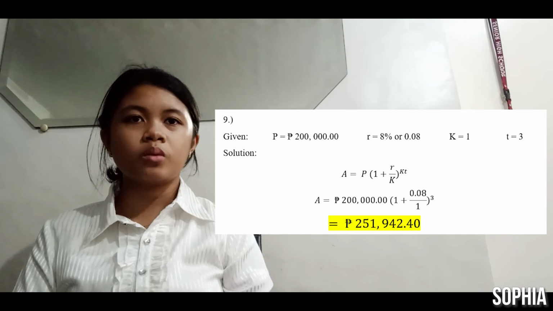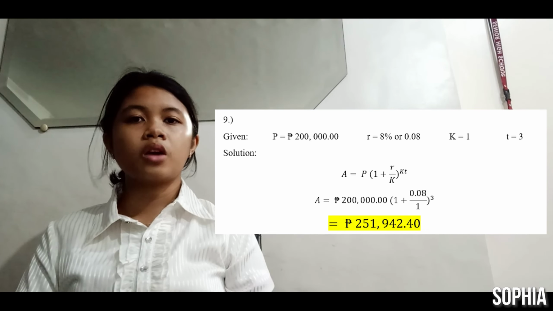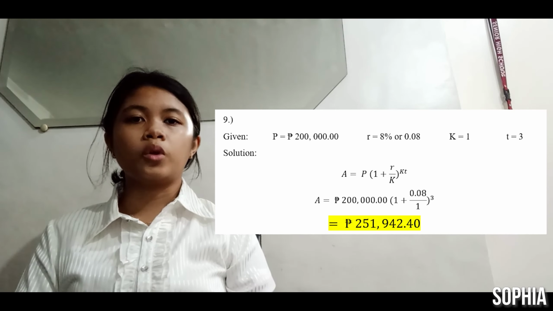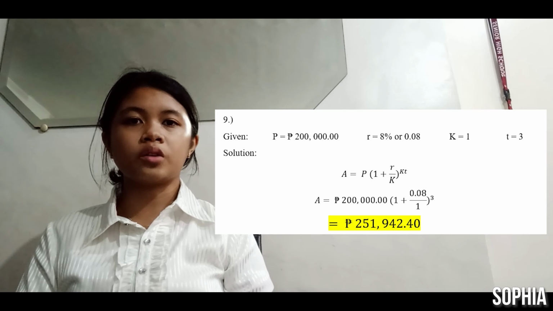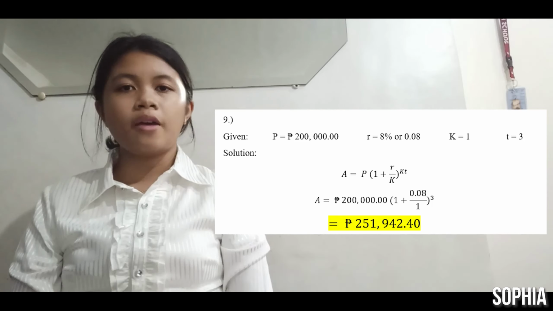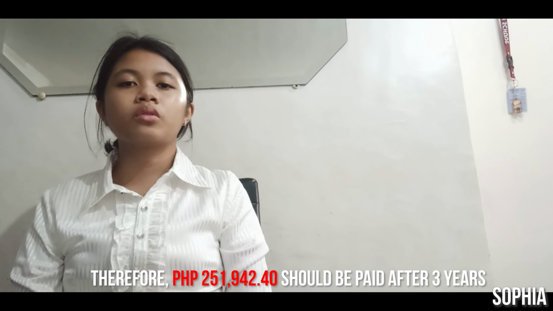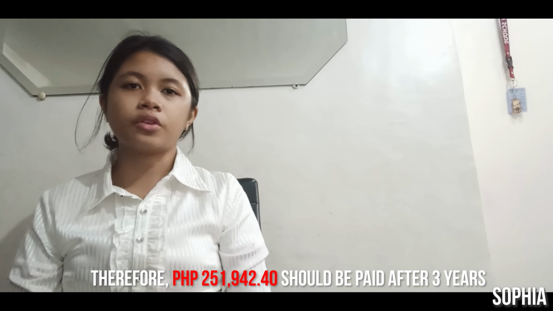Using the compound interest formula, we will substitute our given. Our principal will be 200,000, our r will be 0.08, our n will be 1, and our n times t will be 3, which will equal 251,942.40. Therefore, 251,942 pesos and 40 centavos should be paid after 3 years.